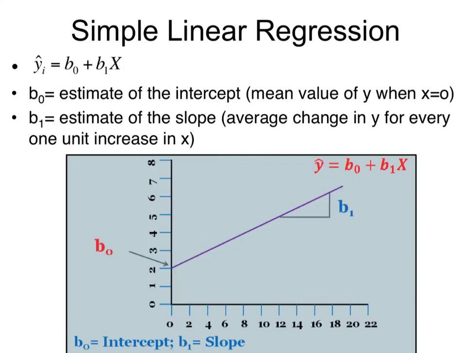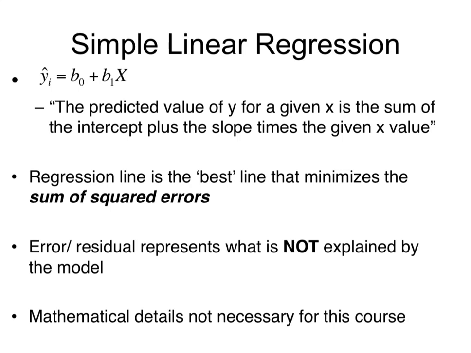Here's a visual representation of the regression line. Beta 0 is the estimate of the intercept, or the mean value of y when x equals 0. Beta 1 is the estimate of the slope. It is the average change in y for every 1 unit increase in x. It's also important to note here that the regression line must pass through the mean point, the point whose coordinates are the mean of x and the mean of y.